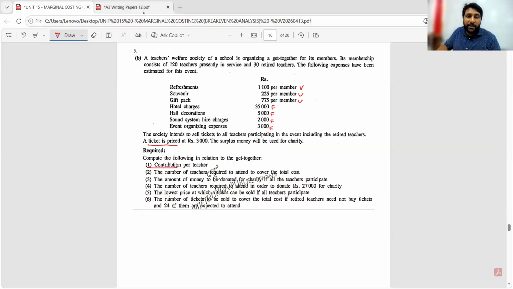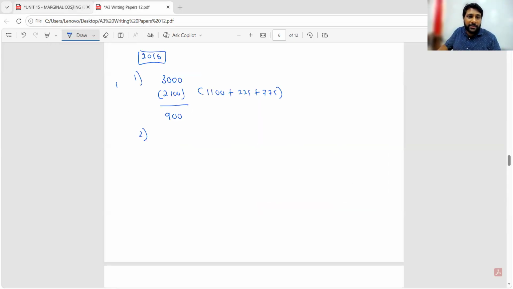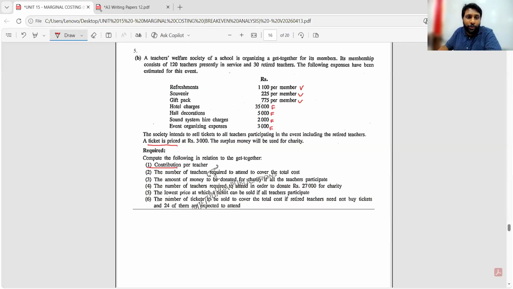So first we'll calculate the fixed cost. How much is the total fixed cost? I am just writing the formula for your understanding purpose: total fixed cost divided by contribution per unit.